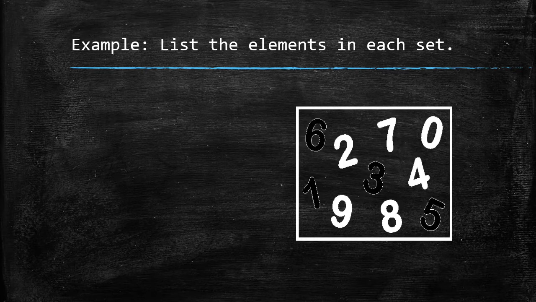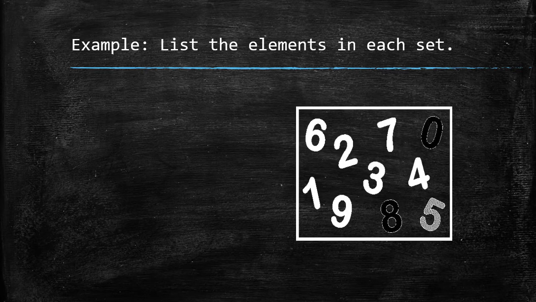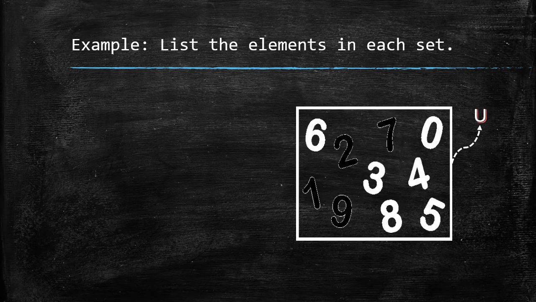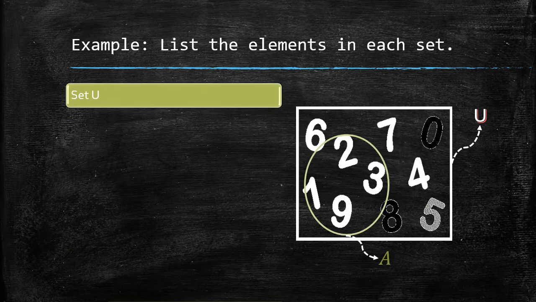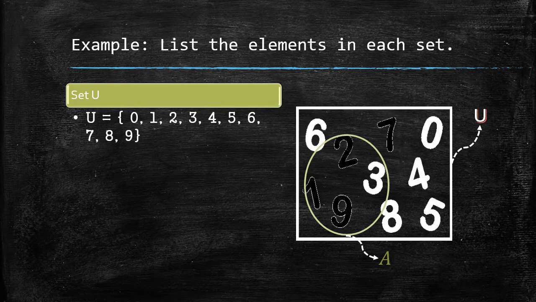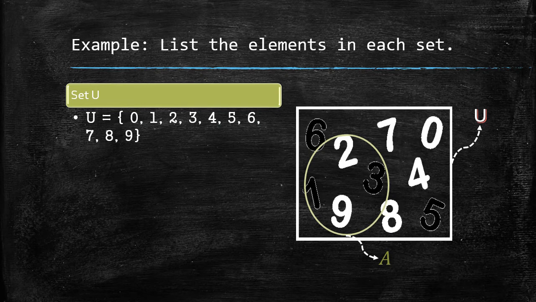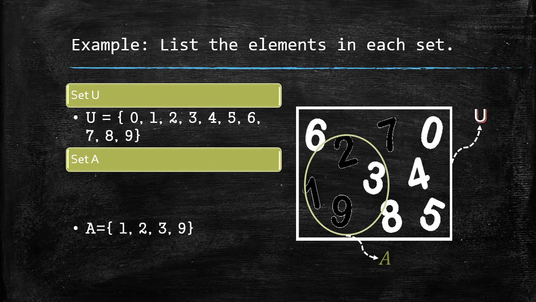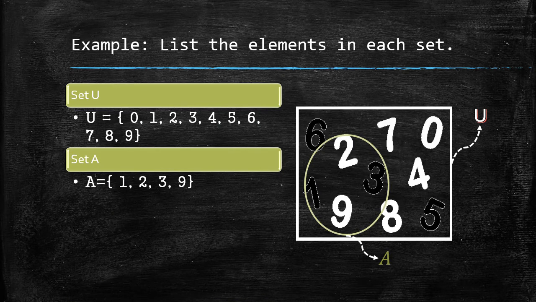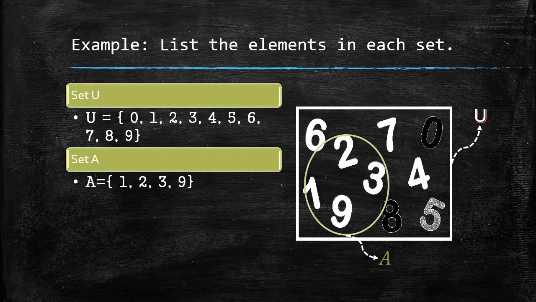So let's see the first example. We have universal set that has numbers from 0 to 9, and then we have set A is subset to set U. So what are the numbers in set U? We have 0 to 9. So 3 here belongs to set U. Set A has 1, 2, 3, 9. So for example, 4 does not belong to set A here. And A is subset to U because every element in A is in U.